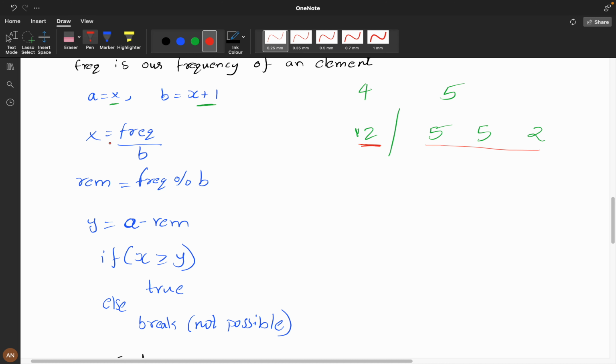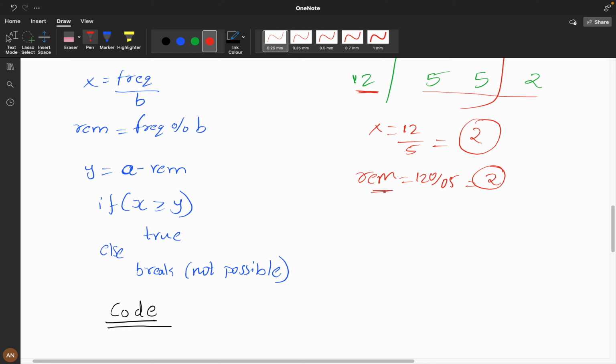My frequency is 12, and how am I dividing it? x is equals to 12 by 5. My x is 2. Two groups I can divide as 5 and 5. And remaining is equals to 12 modulo 5, which is 2. Yes, we got 2. We got the remaining as 2. And we will check.